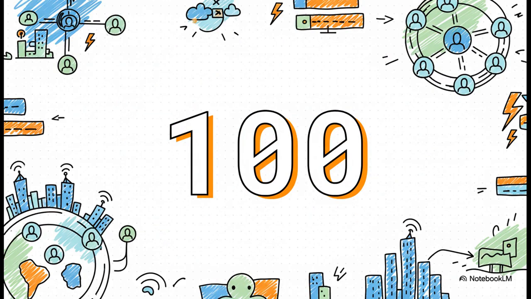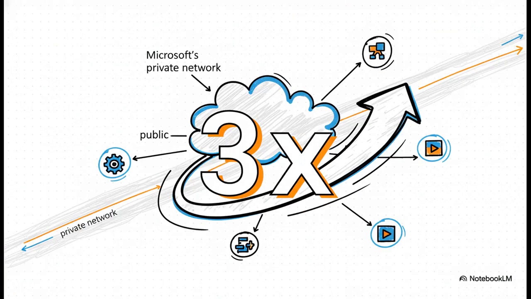And those edge locations, they're spread across 100 metro cities. This isn't just about covering countries on a map. It's about being present in the major population and internet hubs where your users actually are. The result of that massive scale is, well, it's staggering. By using Microsoft's private network instead of the public internet, you can improve latency for your applications by up to 3 times. Yeah, 3x. That is an absolute game-changing performance boost.